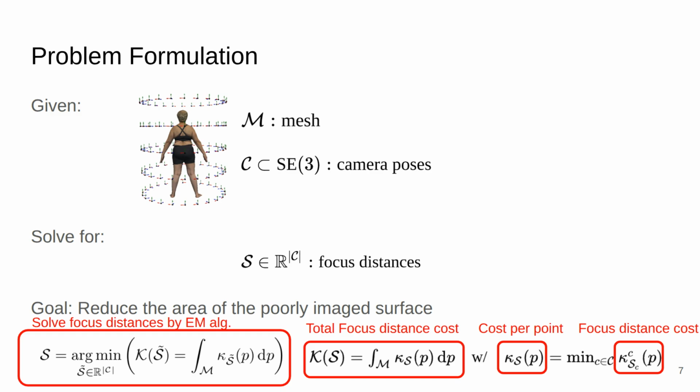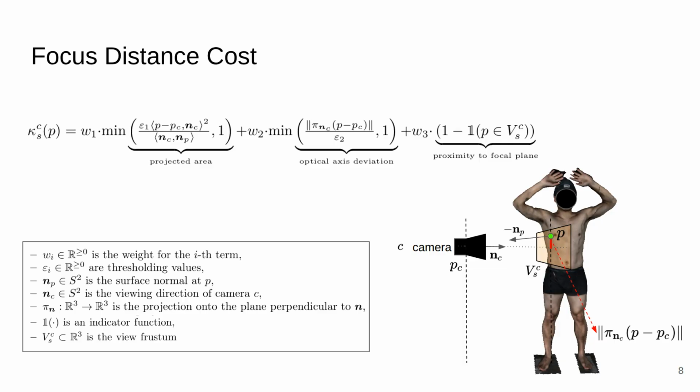Now, let's talk about how we define the focus distance cost. Recall that the focus distance cost is defined for a camera given its focus distance relative to a point. The focus distance cost is determined by three terms. The first term is the projected area of the point onto the image plane of the camera. The higher the projected area, the lower the focus distance cost. The second term is the optical axis deviation of the point. The larger the deviation, the higher the cost.